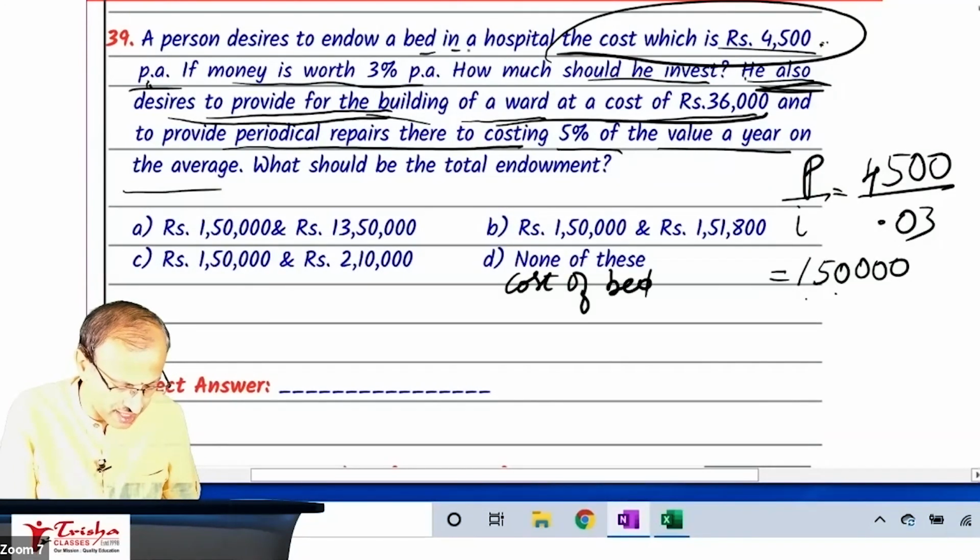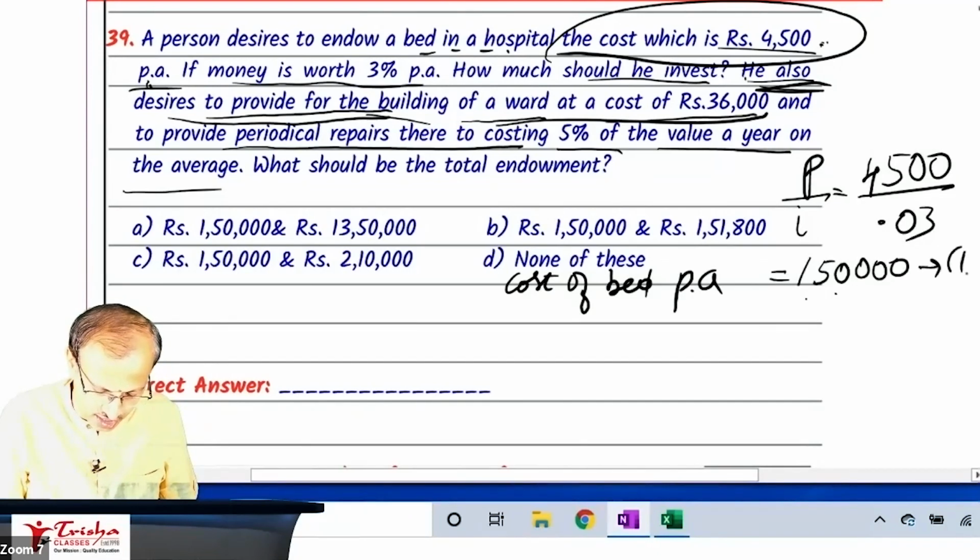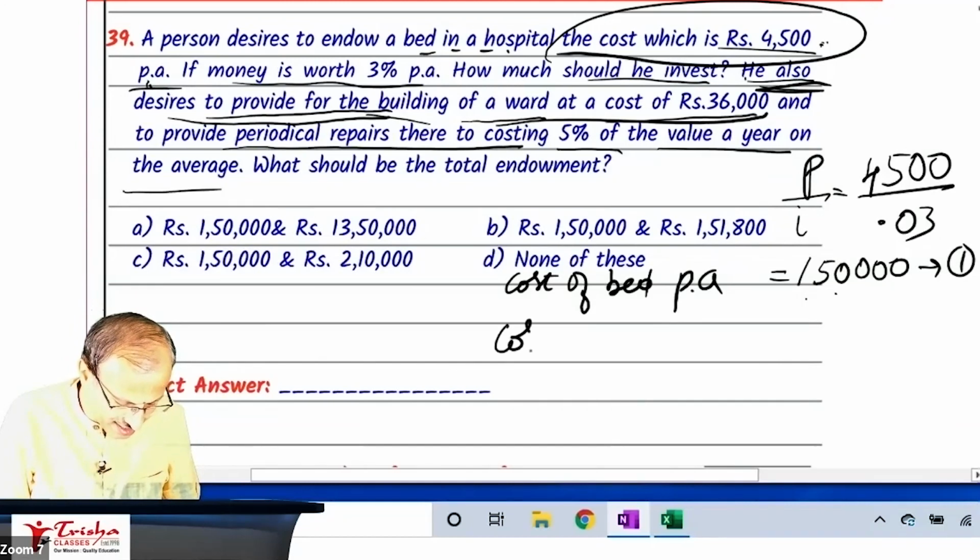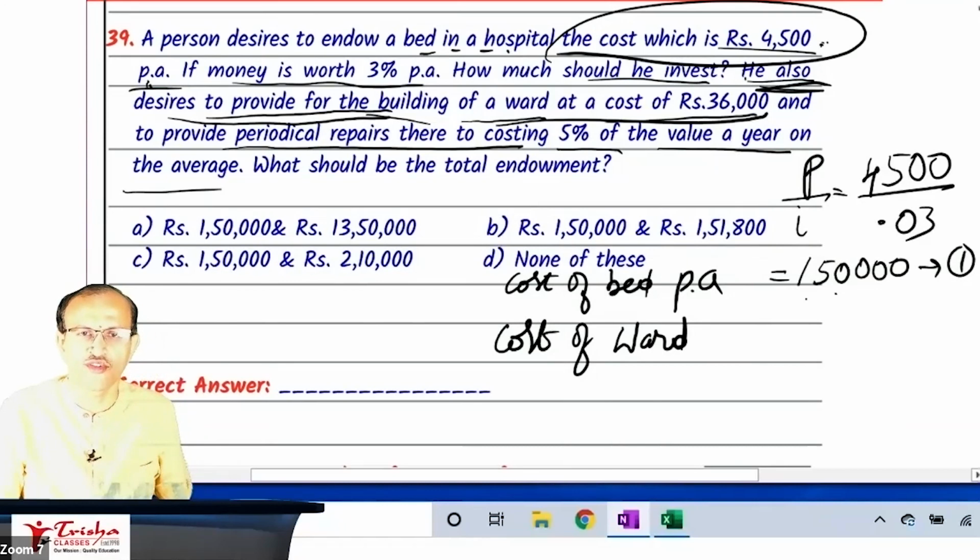First one, endow a bed, cost of bed per annum. So 1,50,000 he should have. He also would like to have the cost of the ward. It is not per annum, no. The ward you will construct, that room you construct only once.